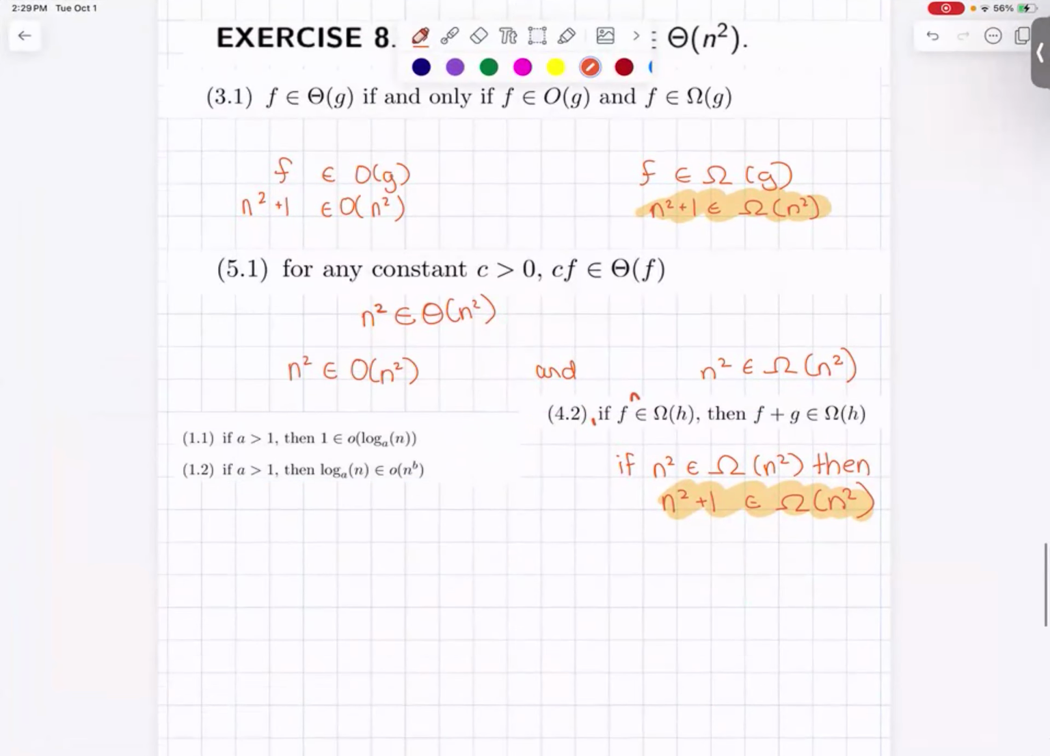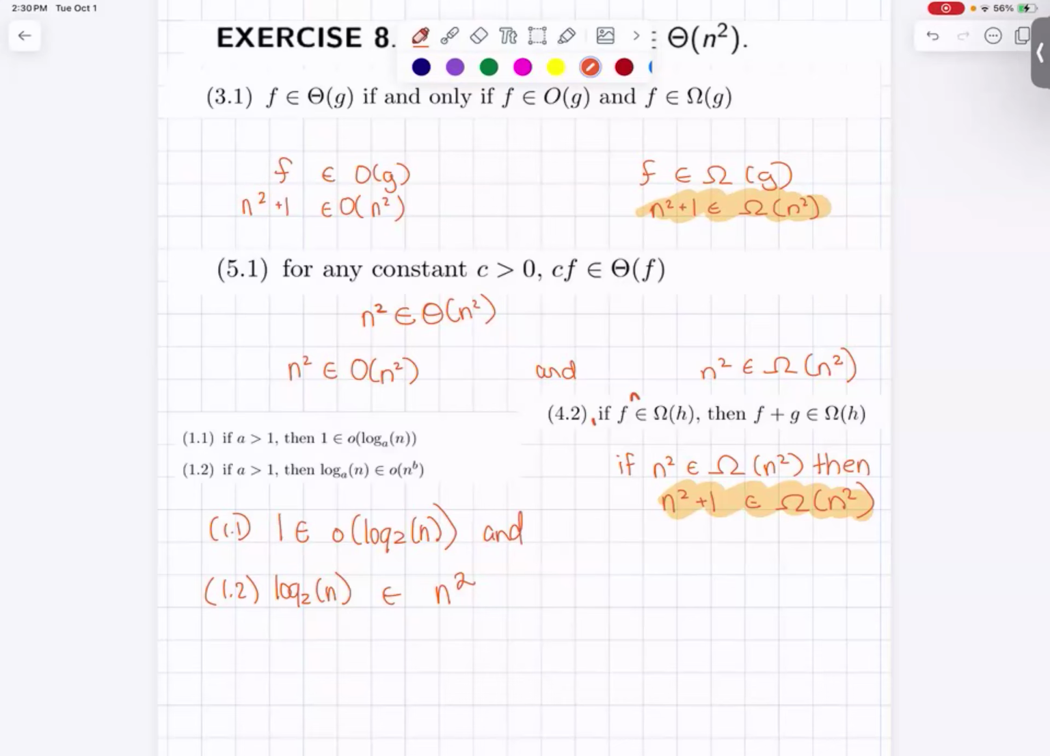When we use these two, what we can tell is that as long as our a is greater than 1, we can say something like 1 is going to be in little o of log base 2 of n. And we can say that log base 2 of n is going to be in big O of n squared. So this one is using property 1.1 and this one is using property 1.2.